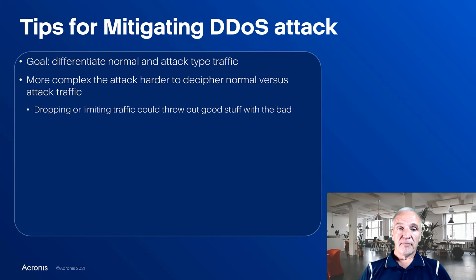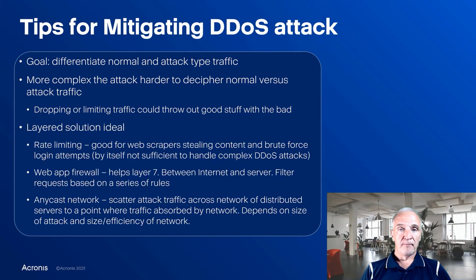What is the goal? You want to differentiate normal and attack type traffic in order to help mitigate these DDoS attacks. The more complex the attack, the harder to decipher normal versus attack traffic. Dropping or limiting traffic could throw out good stuff with the bad. So there's a layering ideal solution here. Rate limiting. This is good for web scrapers, stealing content, and brute force login attempts. By itself, it's not sufficient enough to handle a complex DDoS attack.